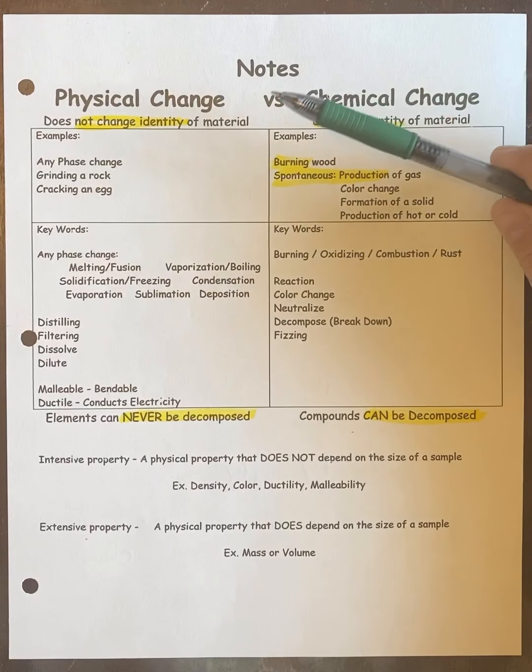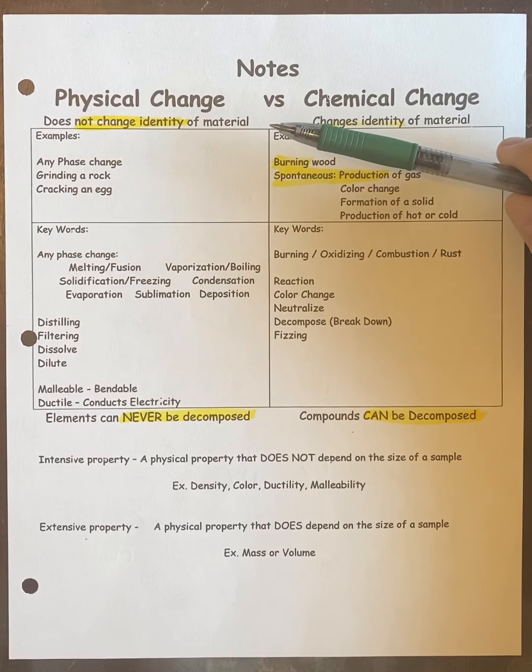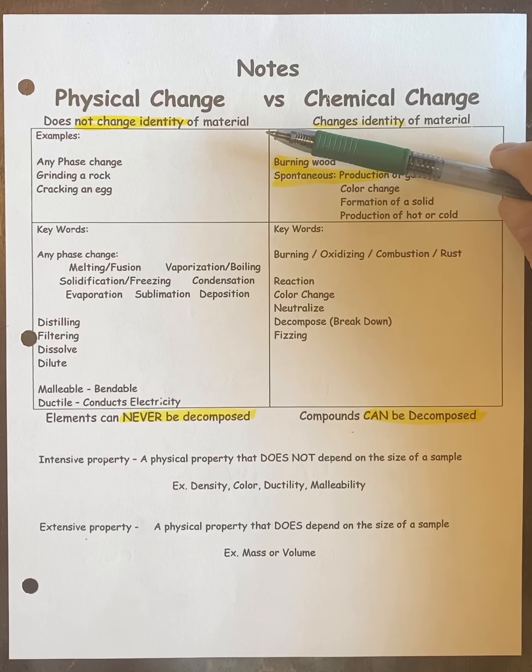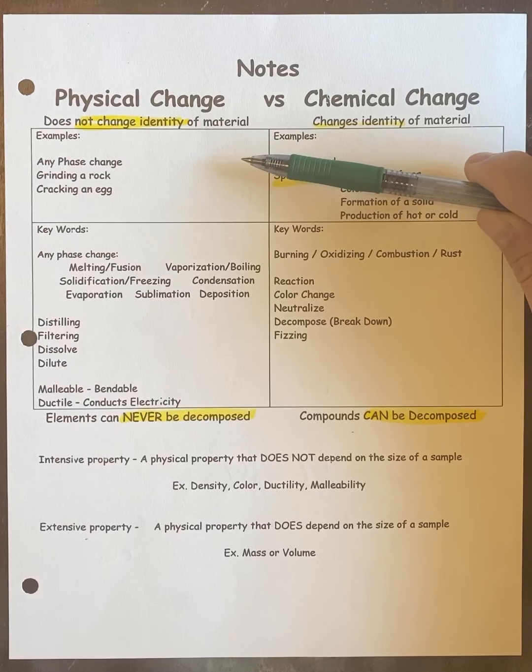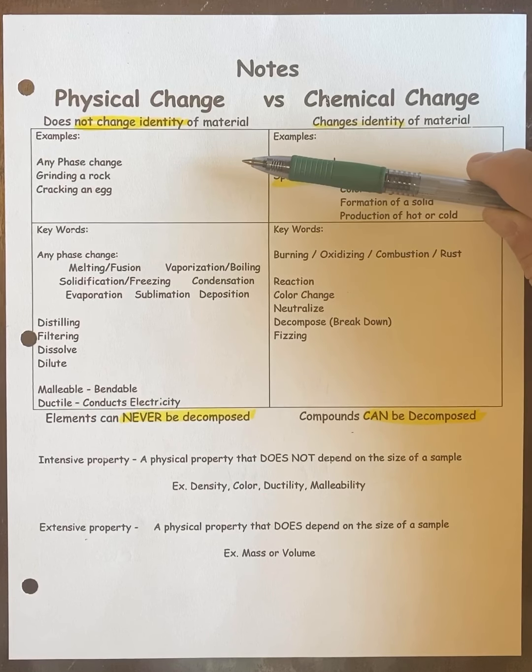In a physical change, the material's identity does not change. So in other words, you still have the same stuff you started with, it just may be in a different form or a different phase. Some examples are any phase change. So if you boil water into steam, it's still H2O. If I melt an ice cube into liquid water, it's still H2O. So the identity of the material as H2O hasn't changed, just its phase has.